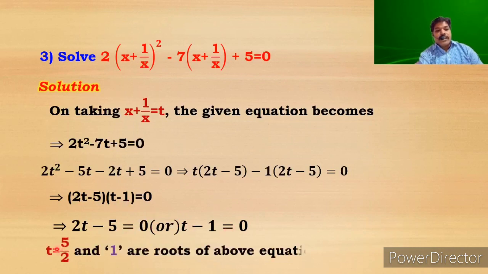That means t is equal to 5 by 2 and t is equal to 1 are the roots of the above equation. The above equation is nothing but this one. So here, what is the t value? The t value is x plus 1 by x.